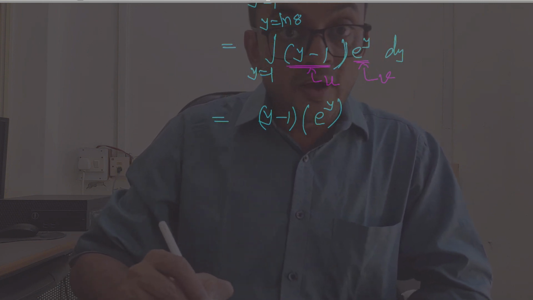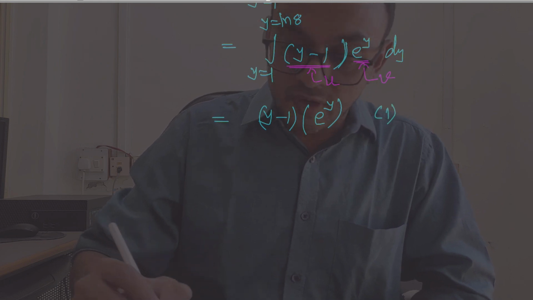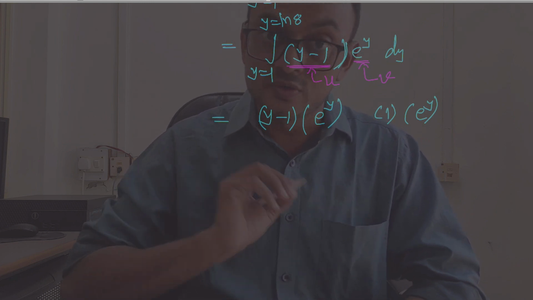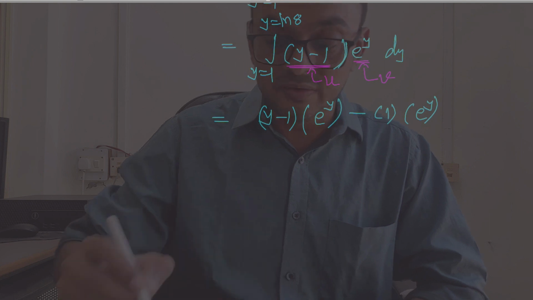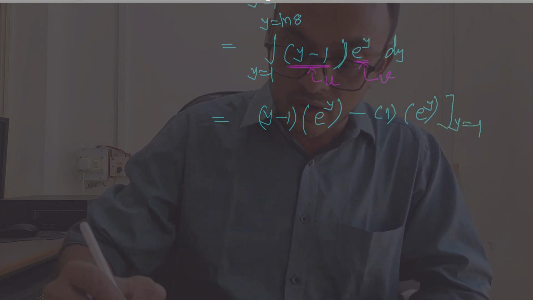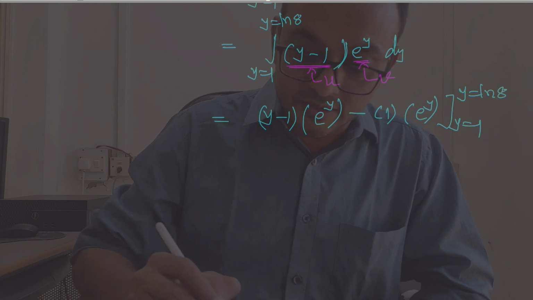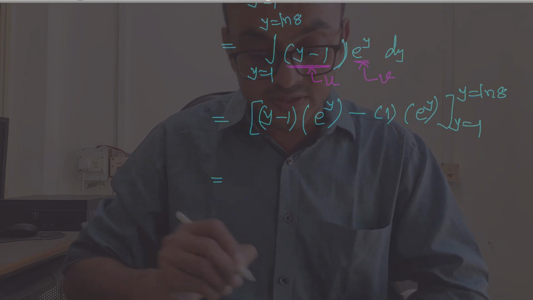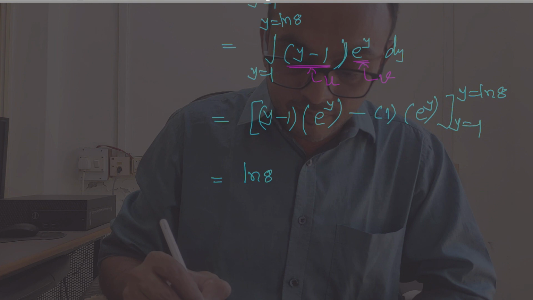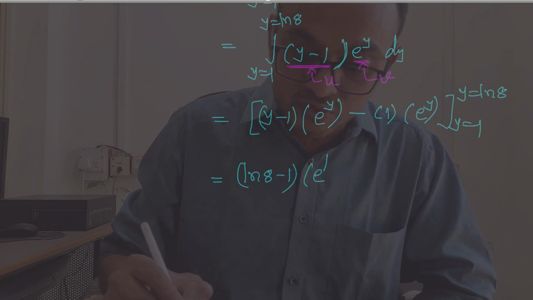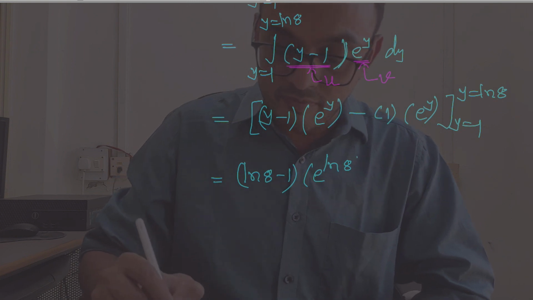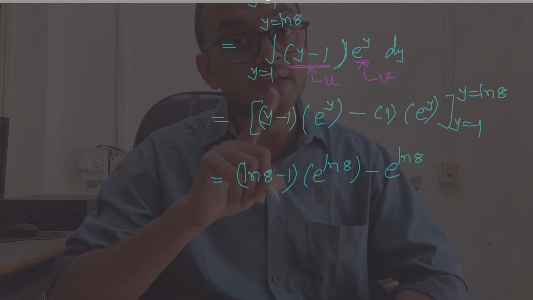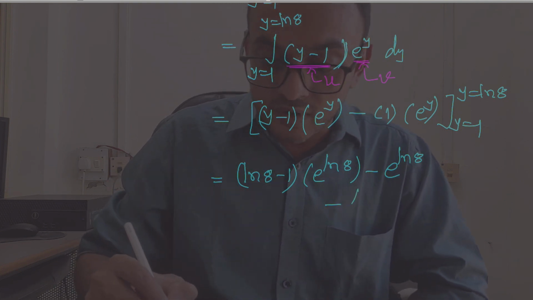So what is the derivative of y minus 1? It is 1. Again the integration is e raised to y. Now the derivative of 1 is 0. So we stop here. Alternate plus minus sign. So here we have minus sign from y is equal to 1 to y is equal to ln 8. Hope this is clear now. Let us substitute upper limit first. When y is ln 8: (ln 8 minus 1) into e raised to ln 8, minus 1 into e raised to ln 8. Minus sign for lower limit.